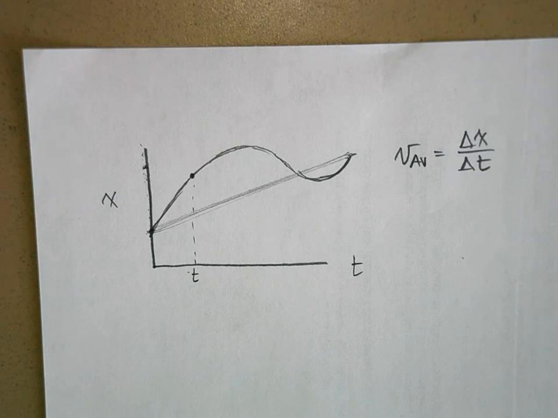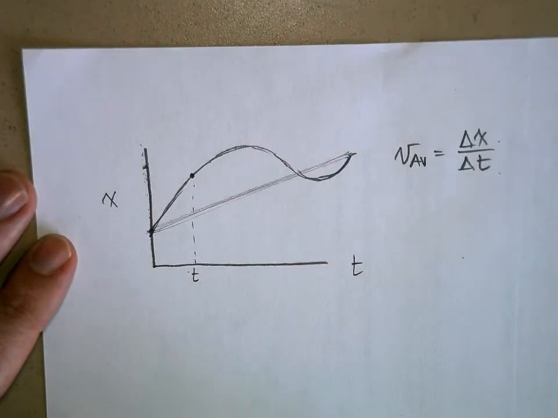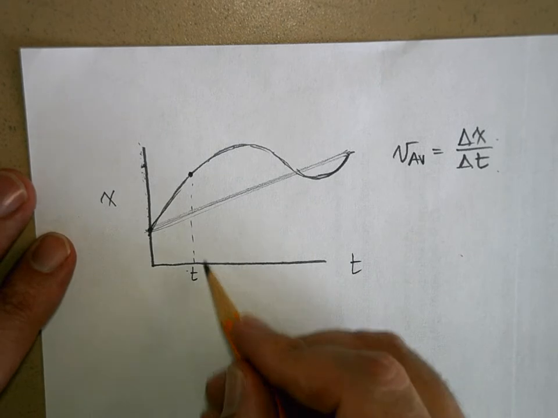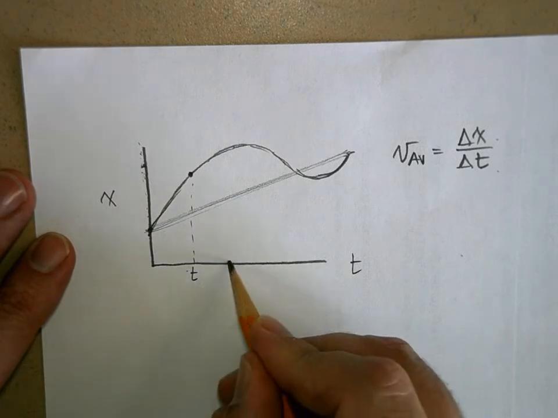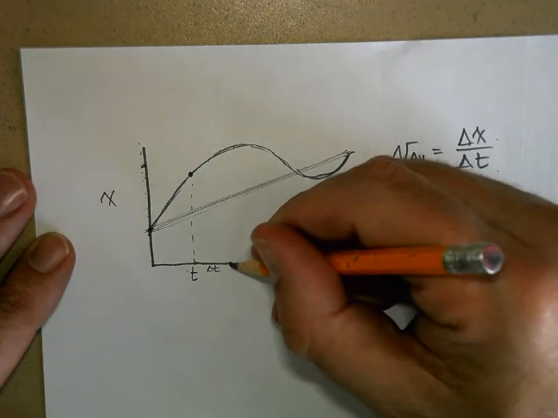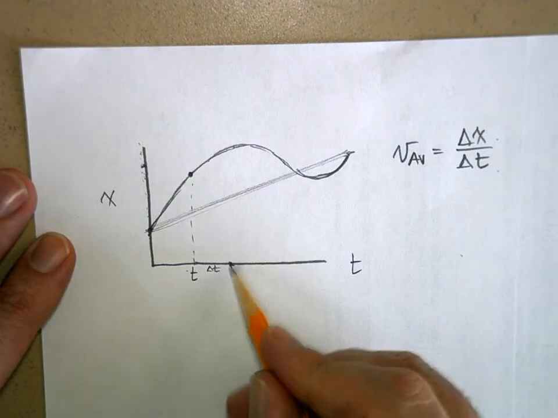Well, right now, all we know how to do is figure out average velocities. And in average velocity, I need a delta t, right? Delta x over delta t. So let's add delta t to this. So right here, I'm going to add delta t. Here to here is delta t. Well, let me give a bigger delta t. Let's do a big delta t over here.